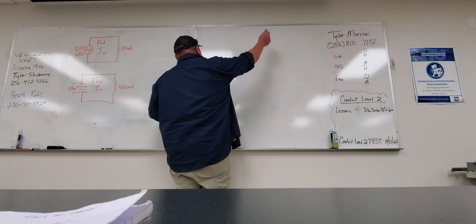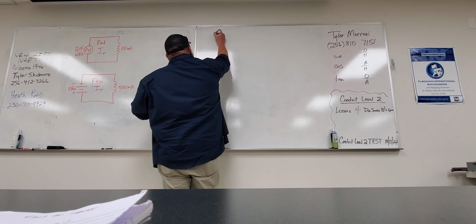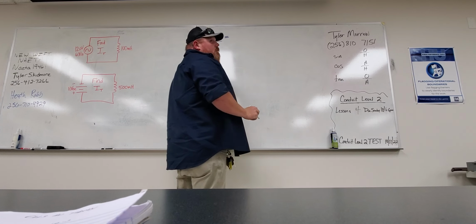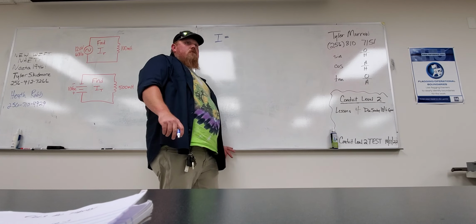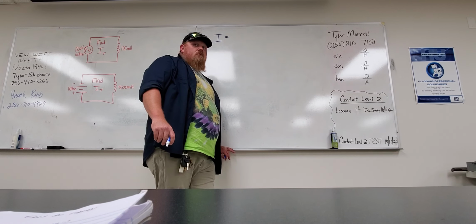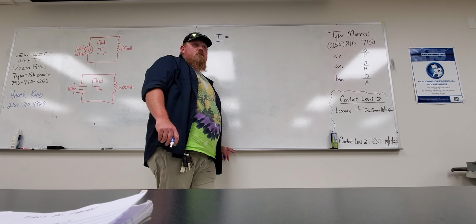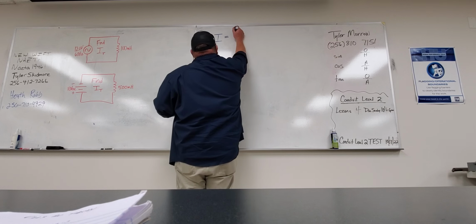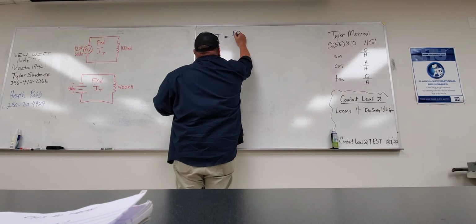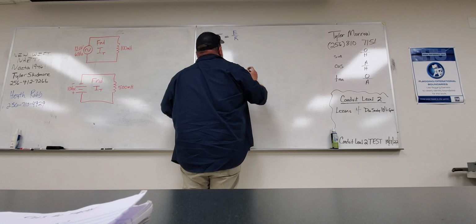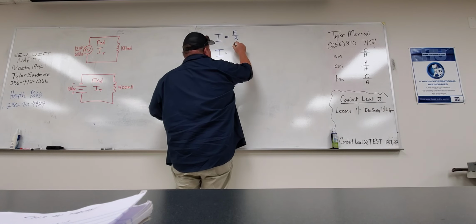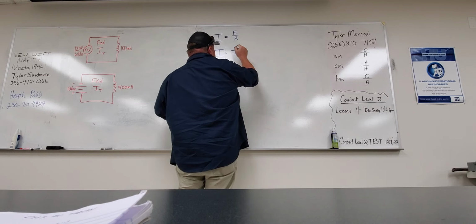Alright, so what, Ohm's law. Current equals what? P equals I times E over R. Okay, E over R. Alright, so that's current equals volts over ohms, right?